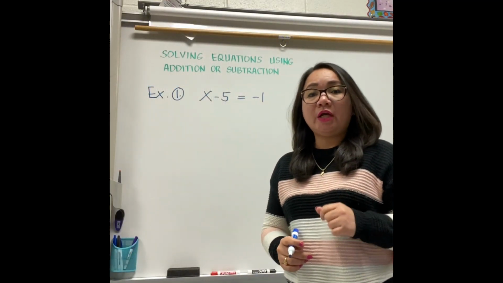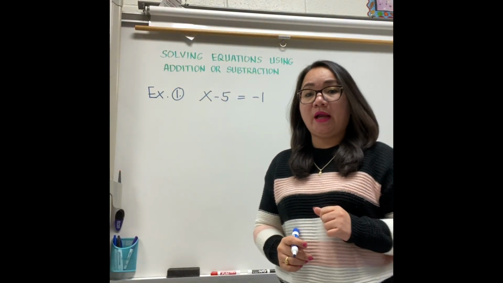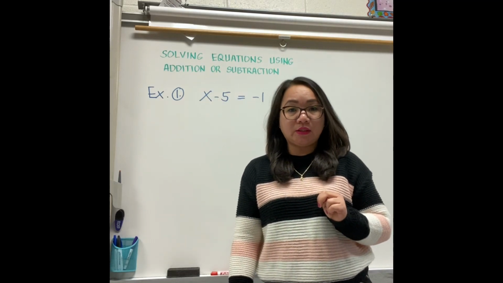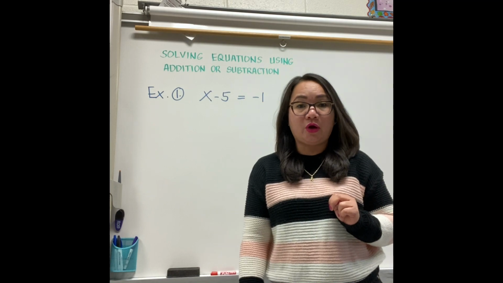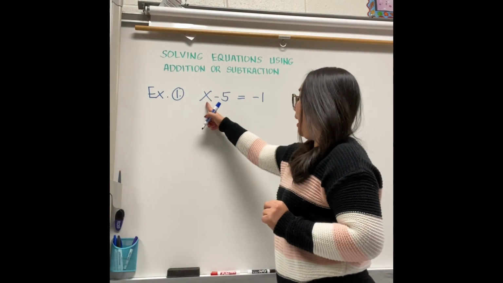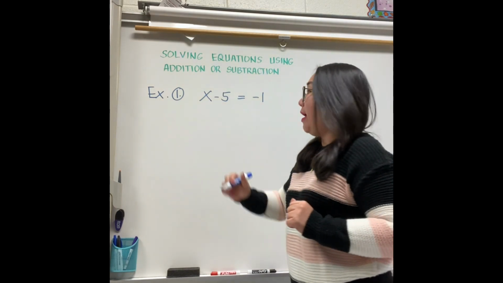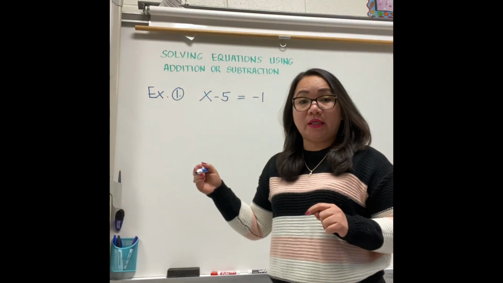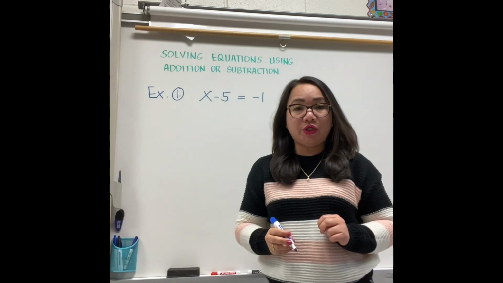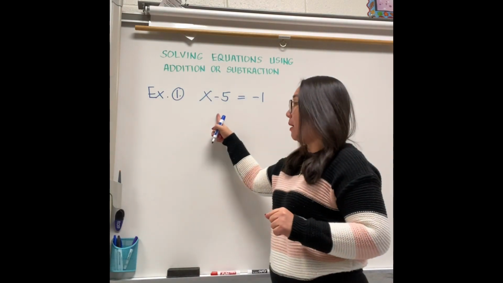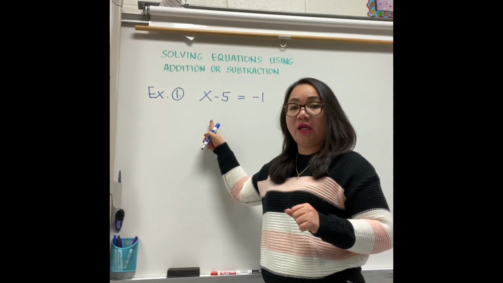Today we will learn solving equations using addition or subtraction. Two equations are equivalent when they have the same solution. In this example, x minus 5 equals negative 1. So you'll notice that x here is subtracted by 5. What we're going to do is to get rid of negative 5 so that x will be by itself on this side of the equation.